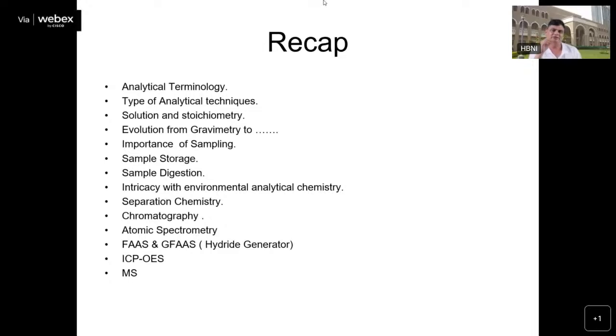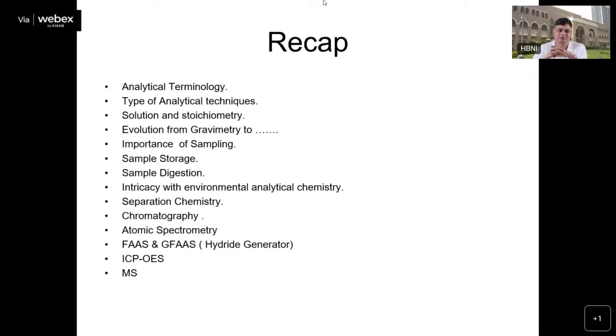Then we discussed the intricacy of environmental analytical chemistry, on which I just want to put stress. See, in the case of a synthetic sample, you know the origin of the sample, and generally we deal with a large amount of analyte, maybe about 1,000 ppm or maybe 10,000 ppm, from 1% to maybe more than that. But in the case of an environmental sample, the concentrations are generally in ppm to ppb and sometimes sub-ppb levels also.